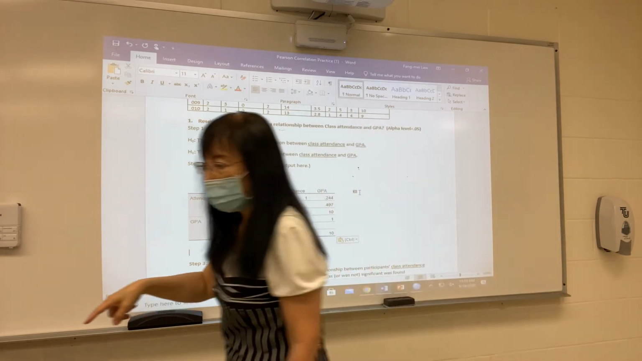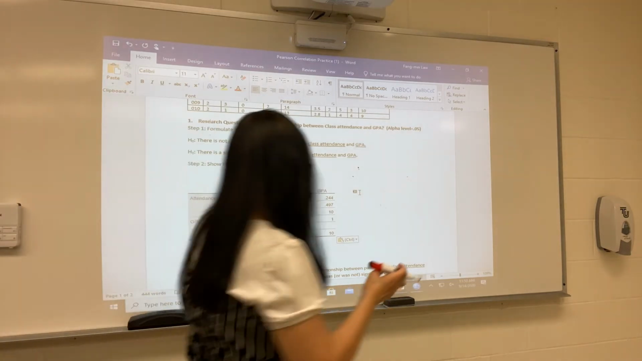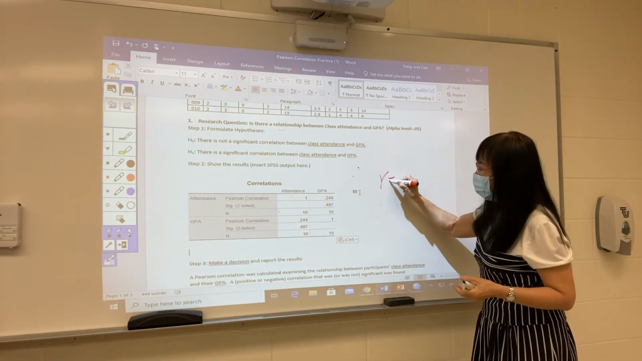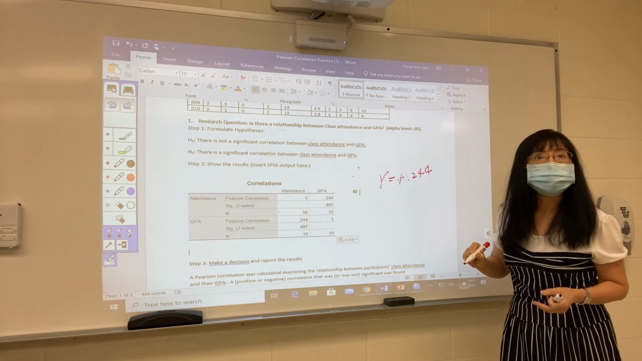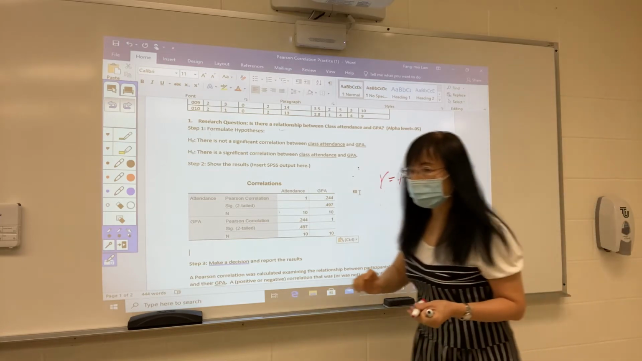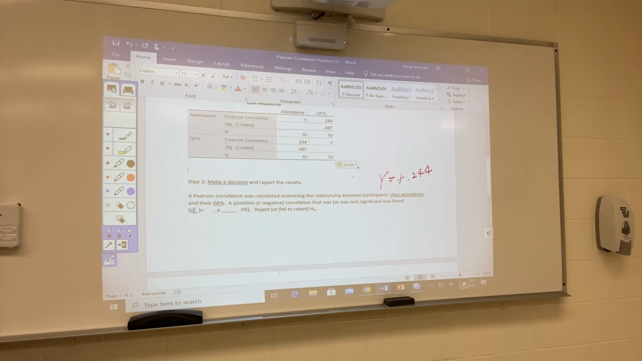So if we put it into our R, remember correlation is R, this will be positive 0.244. Right? So in your worksheet, I want you to type here. Again, I give you an example of how to write the result. In your research paper, you can write like this: A Pearson correlation was calculated to examine the relationship between participant class attendance and GPA.